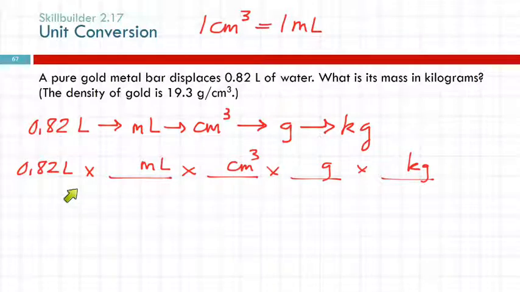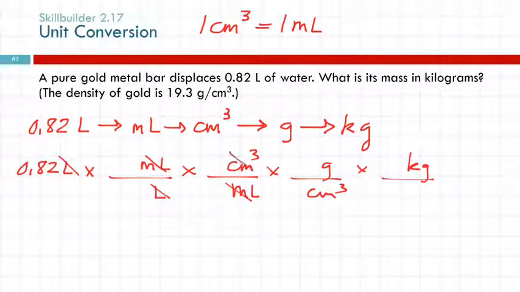And then for the denominator, I take the previous unit and I bring it down here because I want them to cancel out. So liters will cancel. I write milliliters down there. They're going to cancel. Write cubic centimeters down here. They're going to cancel. And write grams down here. And that's going to cancel out.